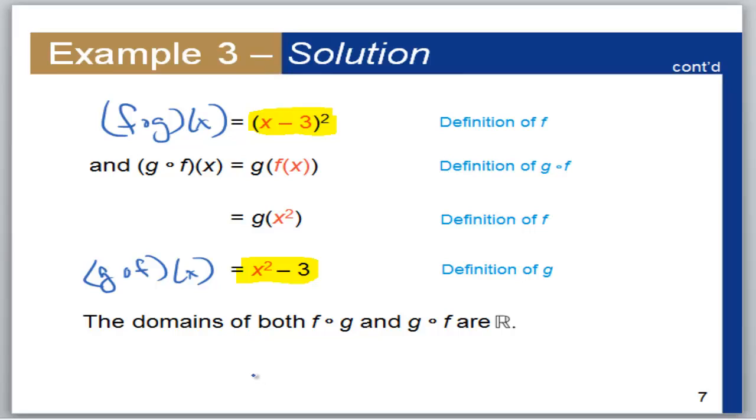Okay, and then they talk about domains. Domains we're not really going to get into that much, but the domains of both of these are just all real numbers because they're linear. One's a linear and one's a quadratic. So you can plug in any value of x that you want to there. So you're not going to run into a problem. So there's your two functions.